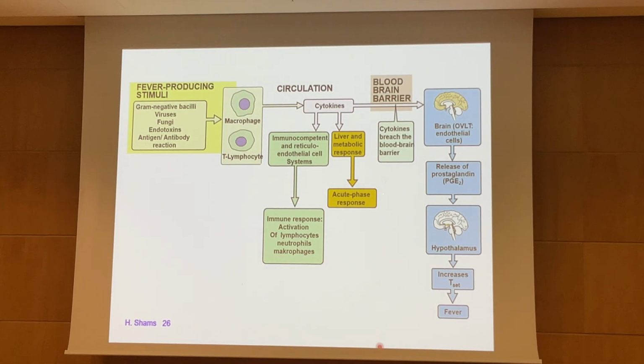And that shows you that in infections, the toxins are going, cytokines are going and changing the set point of the temperature. Not the toxin, the cytokines are mostly what go there and change the set point.